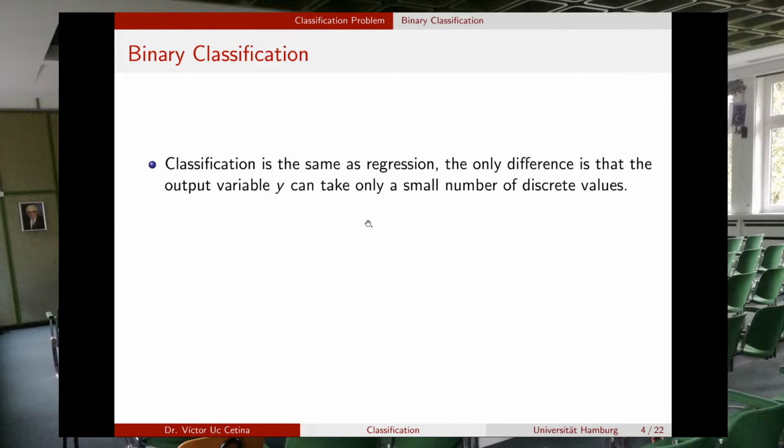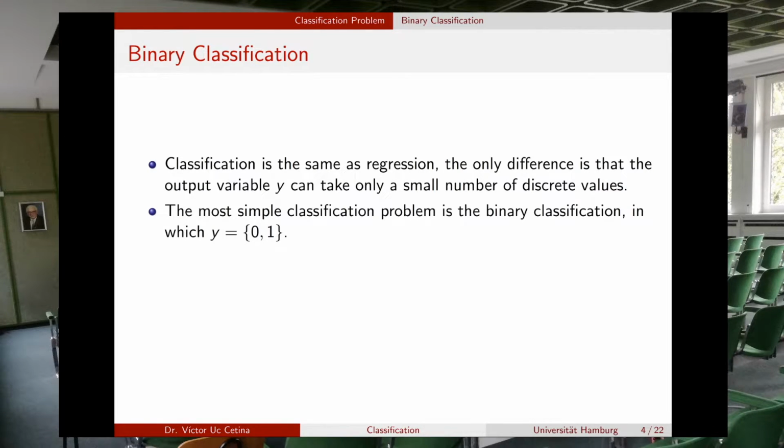Now, classification is the same as regression, let's say. The only difference is the output. Do you remember that we said the difference between regression and classification is the output variable? In the case of regression, we can have any real number as an output, but in the case of classification, we can have only a finite number of discrete values as an output. In the case of binary classification, we can have only two possibilities.